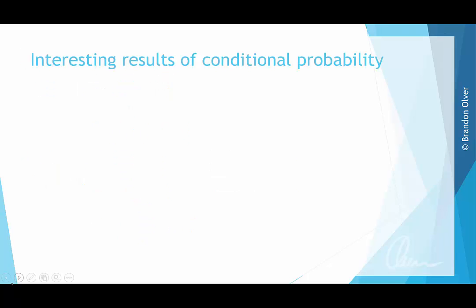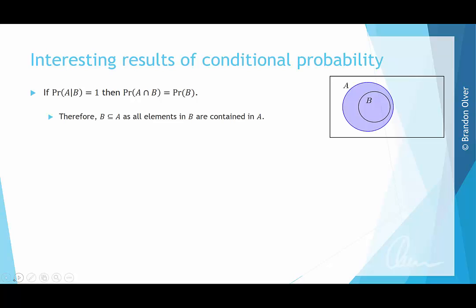So there are also some interesting results of conditional probability that we can have a look at now. If the probability of A given B equals 1, then the probability of A intersecting B must equal the probability of B. If we have a look at a Venn diagram, the probability of A intersecting B being equal to the probability of B means that the set of outcomes in event B must sit inside the set of outcomes of event A. So we can say that B is a subset of or equal to A, as all the elements in B are contained in A.